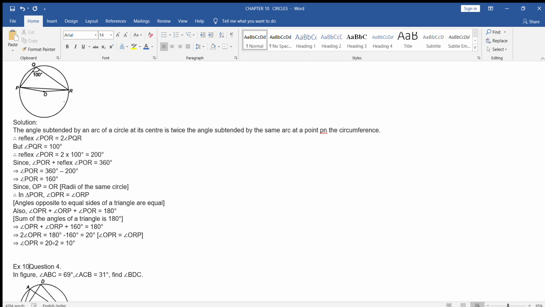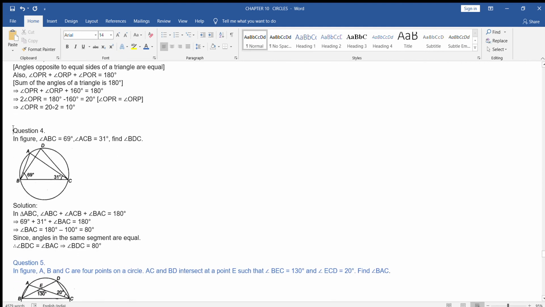Now next, question number 4. Just see the diagram in question number 4. It is the diagram given to you. Now, what do you have to find out? Two angles are given to you. We have to find out BDC.